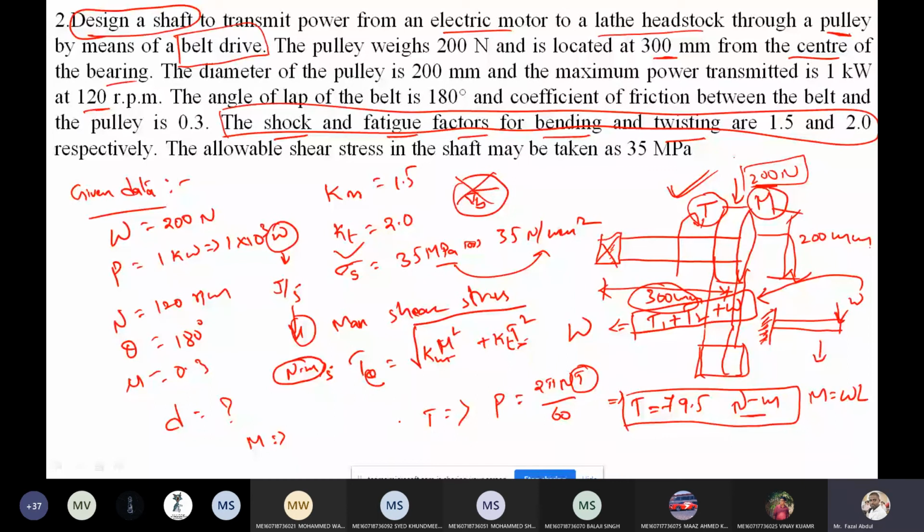300 mm means 0.3 meters. The only thing we need is that W value. So the W value is the total load WT. Total W load into perpendicular distance, we will get the M value.